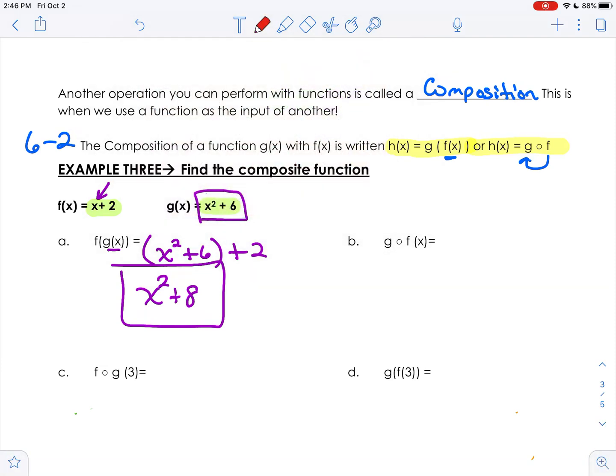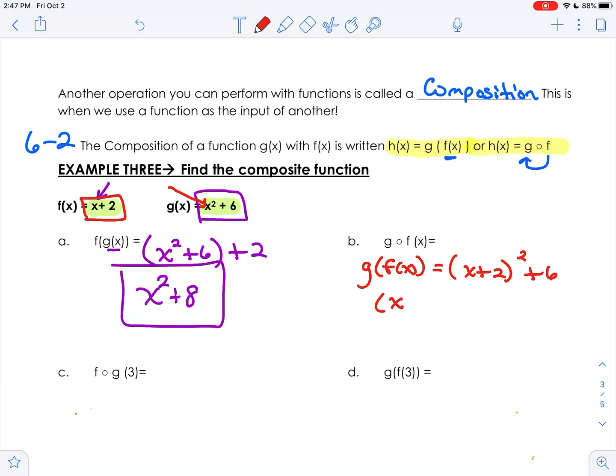Now part B uses a different notation, but I like to rewrite it always with the notation you see in part A because I think it's more intuitive. So g of f of x is g of f of x. Basically that means now we want the f function into the g function. So the f function was x plus 2. It's now going to go in place of x in the g function. So the g function was x squared plus 6. We're going to put the f function in there.